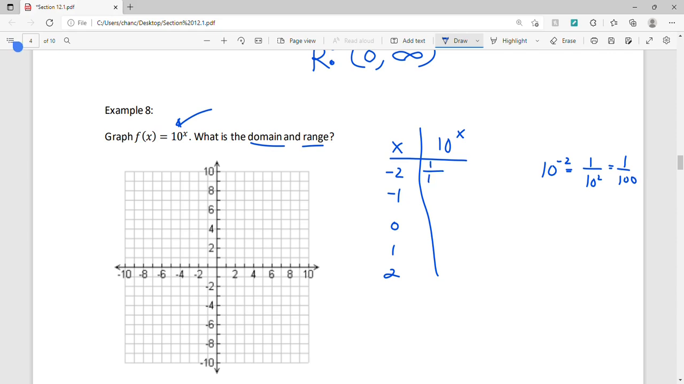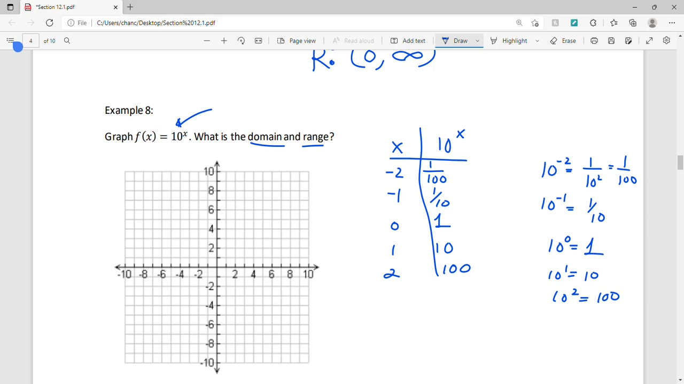That's really close to the x-axis. 10 raised to the -1 is equivalent to 1/10. 10 raised to the 0, that's equal to 1. And 10 to the first, we all know that's 10. 10 squared, that is equivalent to 100. That's going to be off the charts.